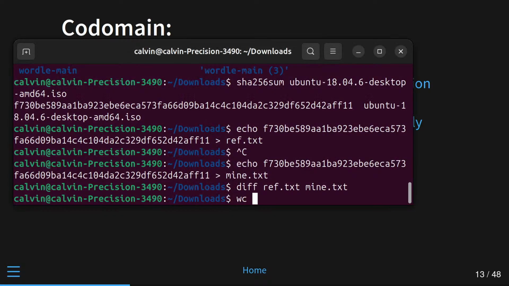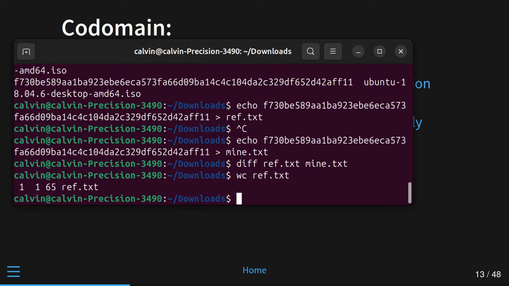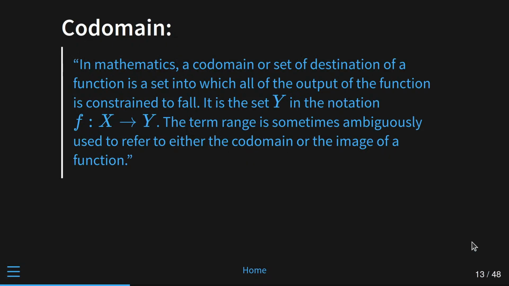This file is very small. It is 65 bytes in size. That is much smaller than the 2.3 gigabytes that I generated that value from, right? So I have a small set of destination, which is 64 bytes of information, which is 256 bits of information. I have a much smaller set of destination than I do set of inputs, right? So when I have a function that goes from X, which is all possible files, to Y, which is files that are 64 bytes or smaller, I'm going to lose a lot of information.